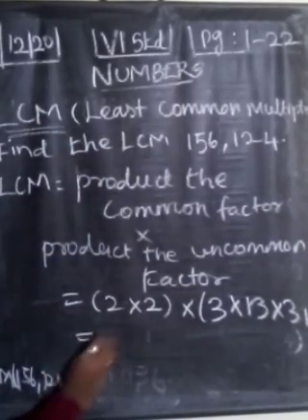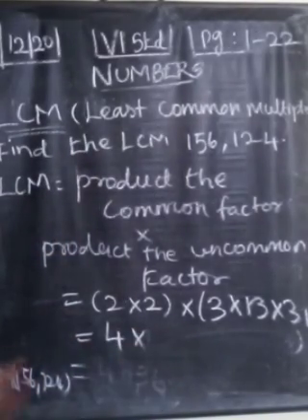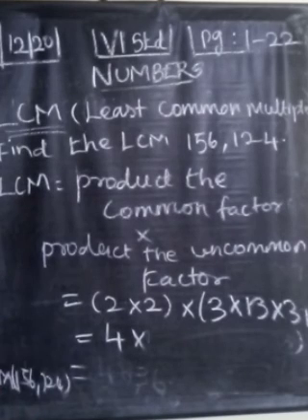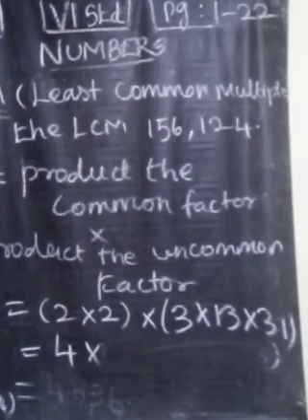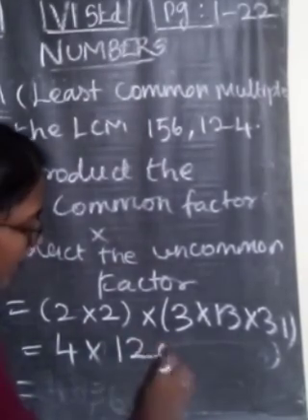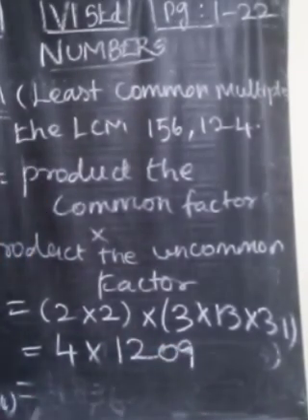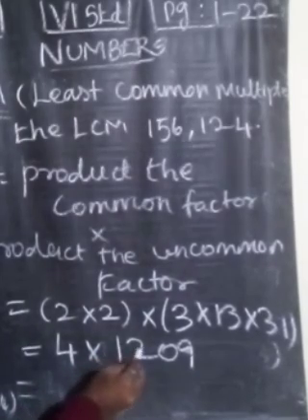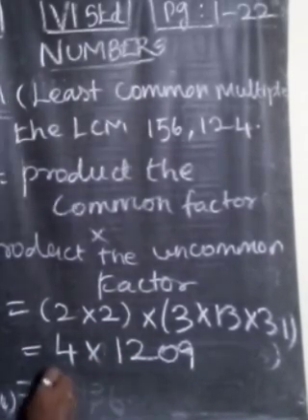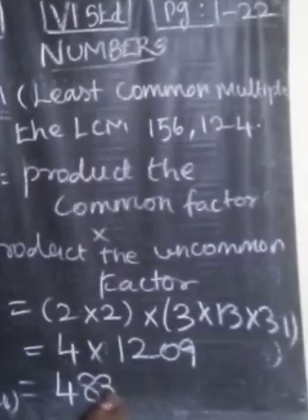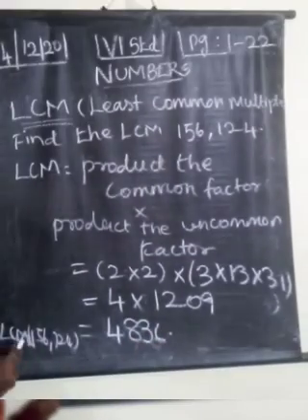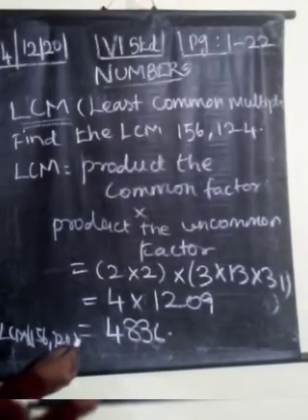Here 2 multiplied by 2 equal to 4. So 3 into 13 into 31 we get 1209. So 4 multiplied by 1209 equal to 4836. So the LCM of 156 and 124 equal to 4836.